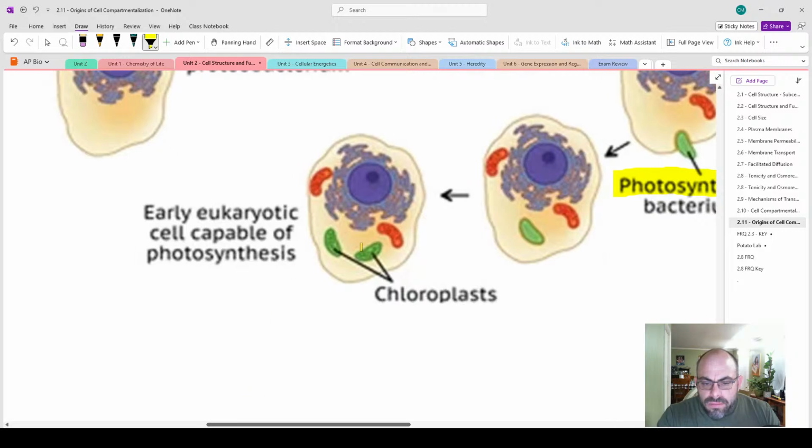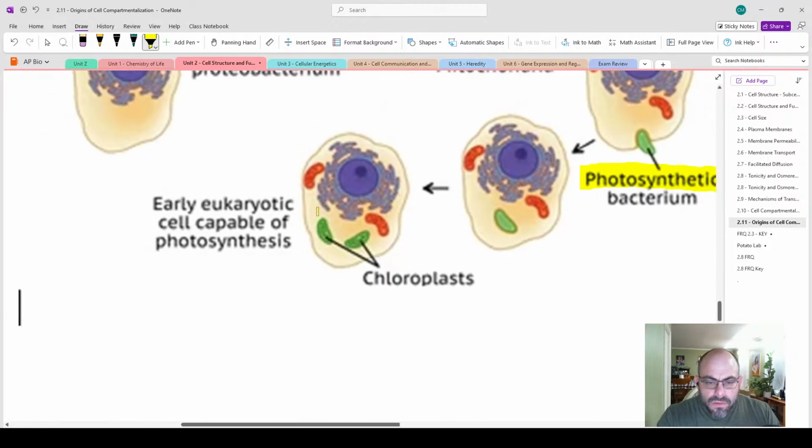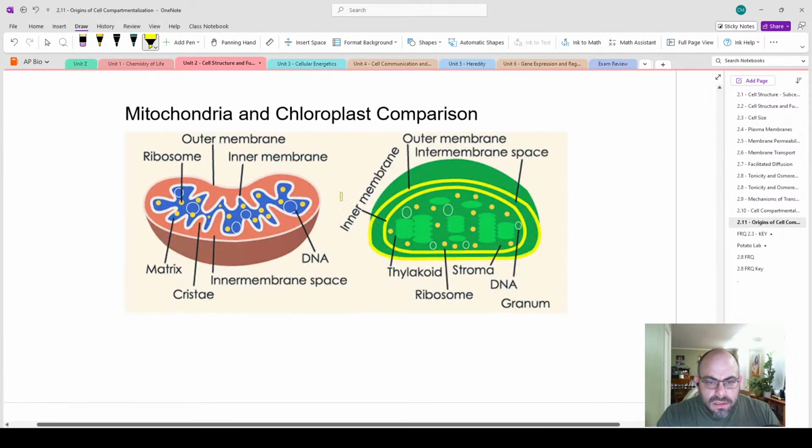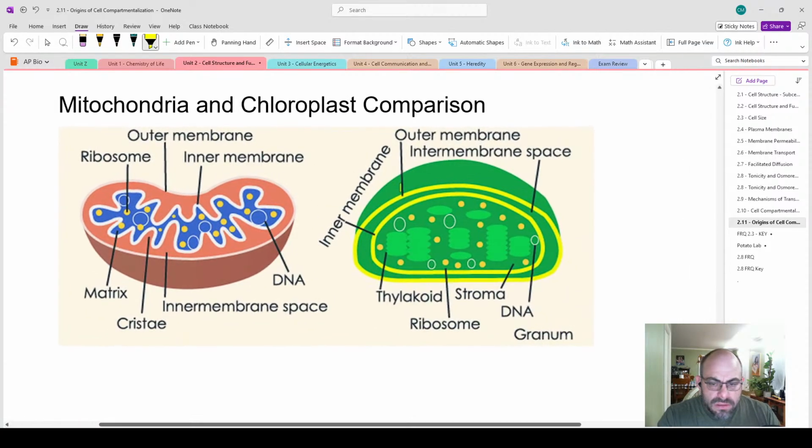And they live together, and these are the first chloroplasts, right? And so this would be like a plant cell or a precursor to a plant cell, because it's got mitochondria and chloroplasts. How do we know? Well, there's evidence. There's actually 4 bits of evidence. Mitochondria and chloroplasts both have their own DNA.